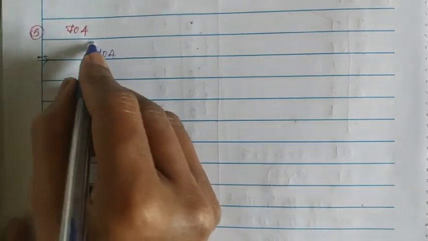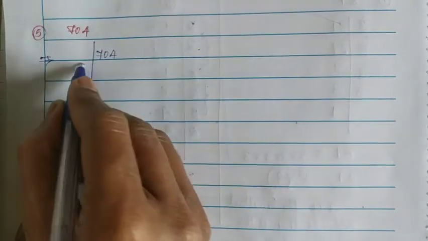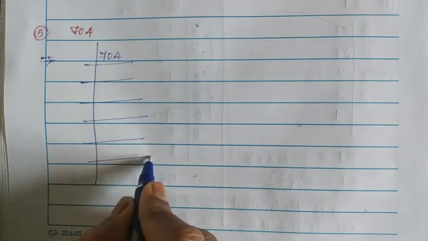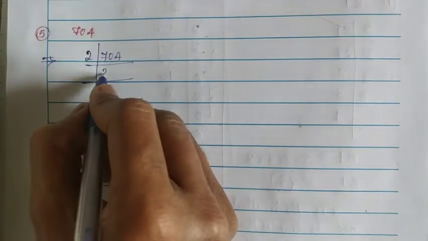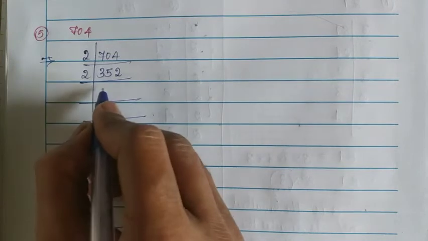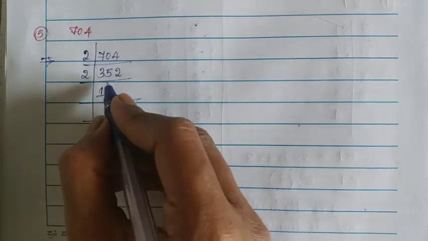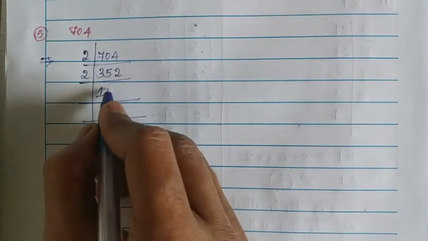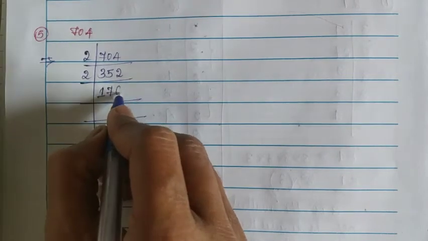Children, now let us come to the last problem of this main, that is 704. Now let us introduce 704 into the prime factorization method. Okay children, yes, now start with 2. 2 3s are 6, 2 5s are 10, 2 2s are 4. Now with 2, 2 1s are 2, 2 how much is possible? 2 7s are 14, 2 6s are 12.